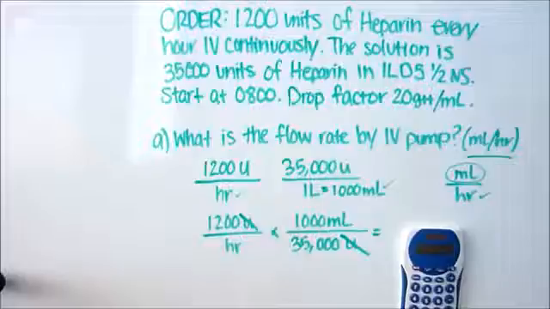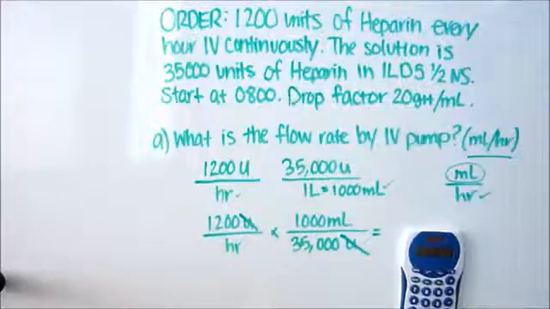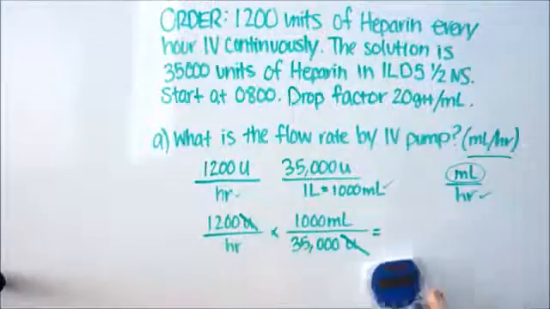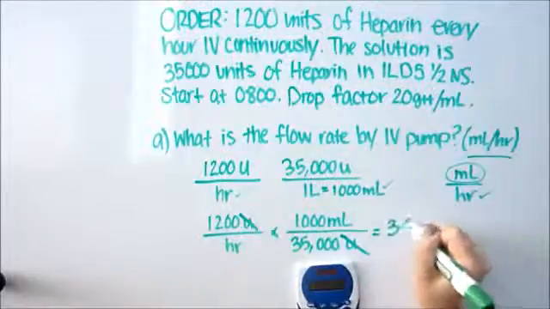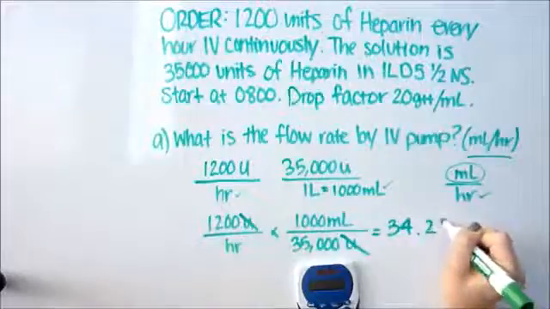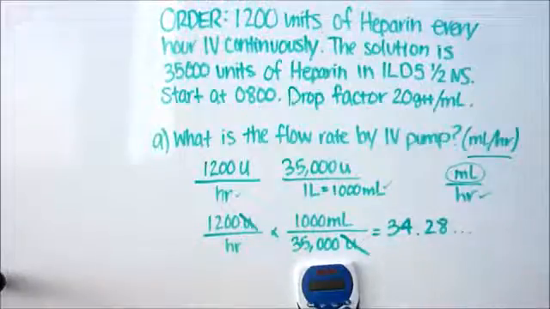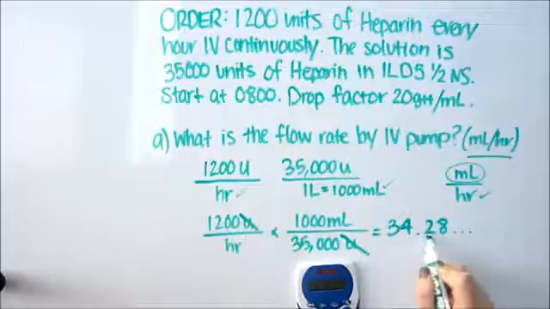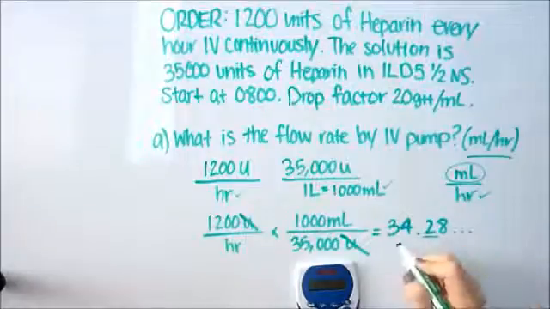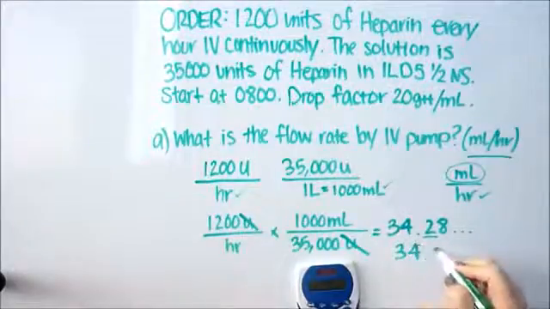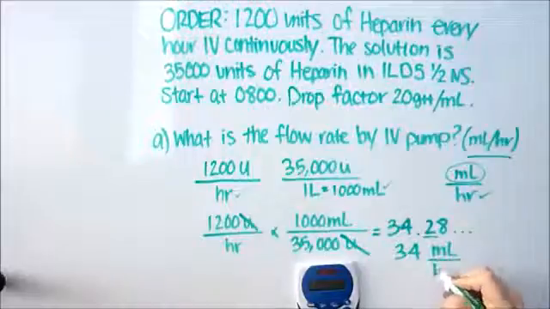We're going to multiply across, 1,200 times 1,000. Divide that by 35,000, which gives you 34.28, right? So we know that 2 is less than 5, so we're going to keep it at 34 mL per hour.